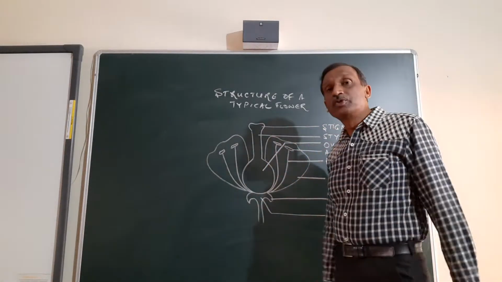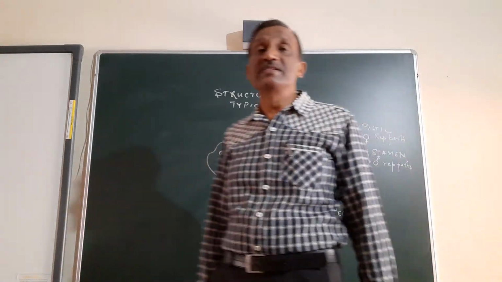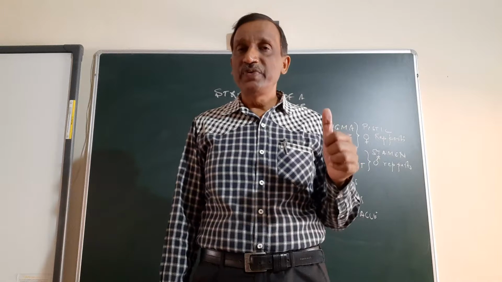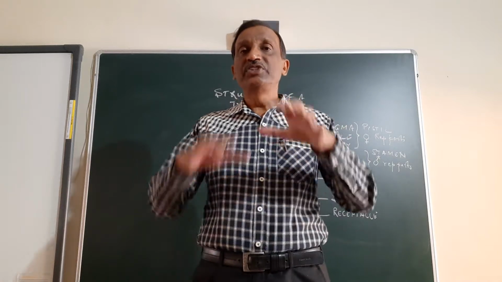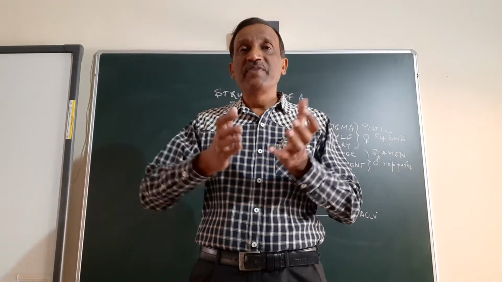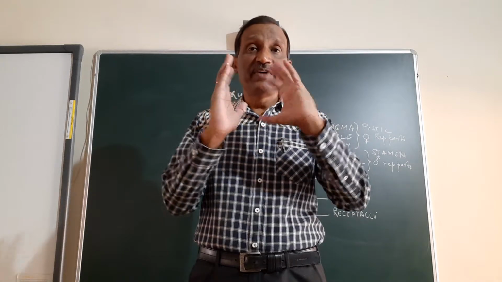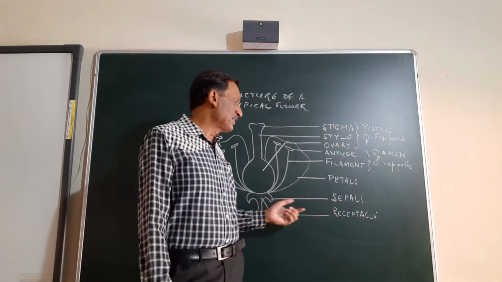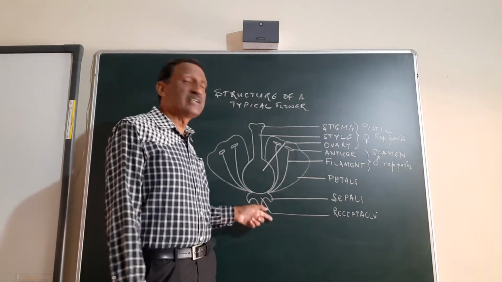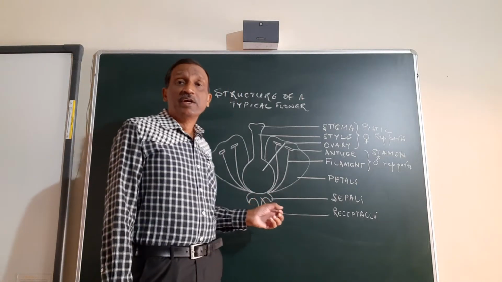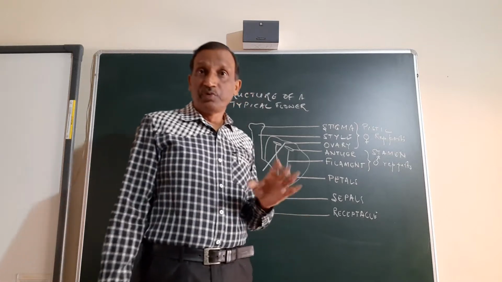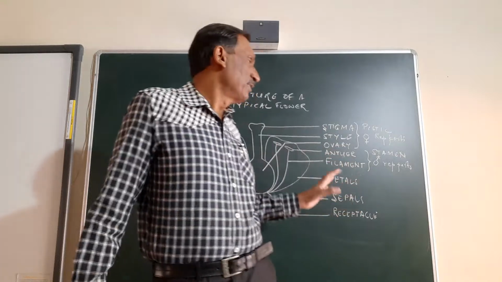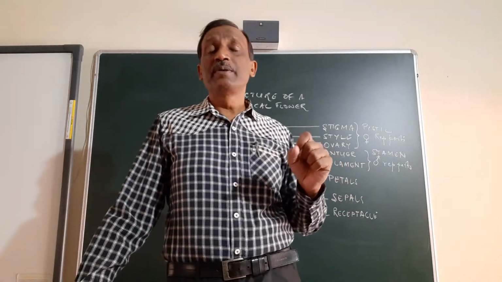Then the outermost whorl is the sepals. Sepals are often green in color, and their function is to protect the bud. When a flower is not yet open, it is covered by the sepals. Once the flower is open, the sepals are just folded outside. In most fruits, sepals are not seen. They all fall. When we study the fruit, we will study that.